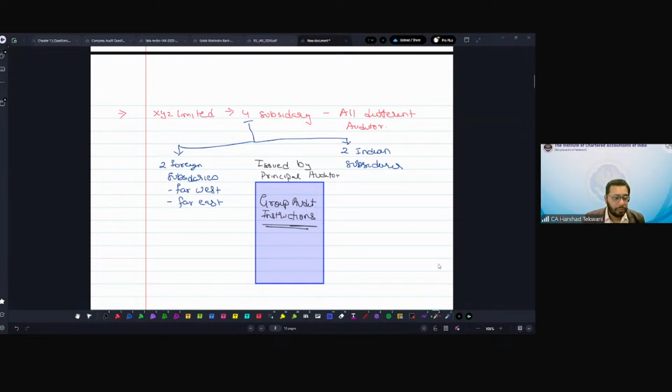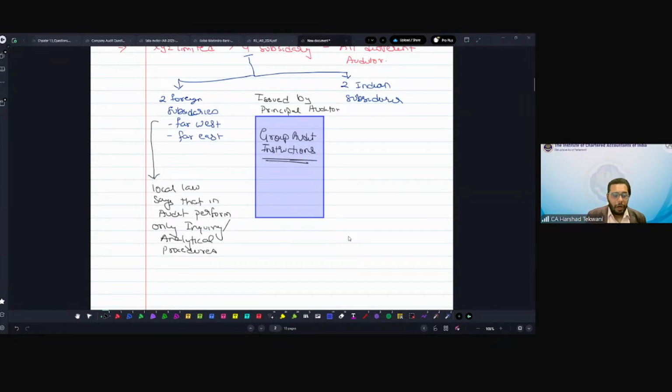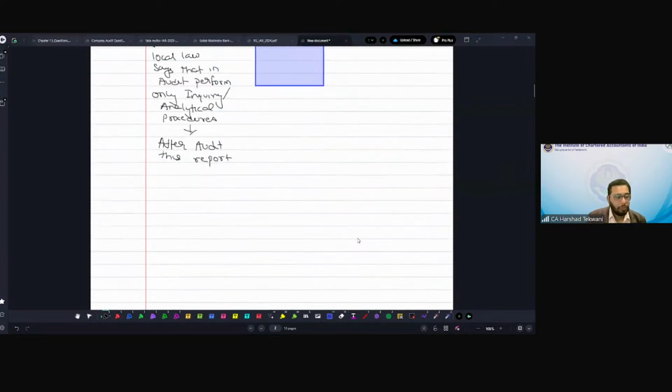I will again discuss with an example. Let's say for this Far East entity, the local law says that in audit, perform only inquiry and analytical procedures. Now, after the audit, this report is given to you for consolidation.